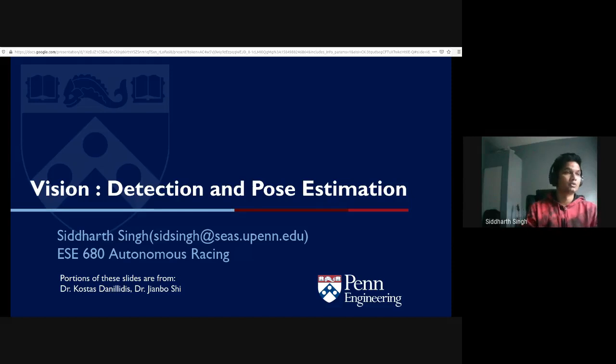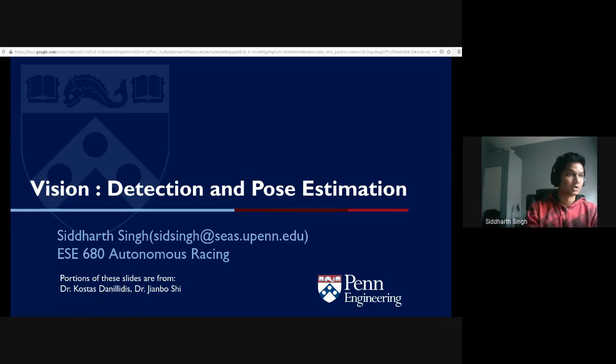So, to begin with, what we'll be talking about today is vision. In a sense, how can we use visual information and images to gain information, and after gaining that information, be able to take decisions based on that information. So essentially, we will be dealing with two basic broad domains: detection and pose estimation. Detection, in easy words, is just detecting what we see and what it is, and pose estimation is essentially where is it in the environment, right?